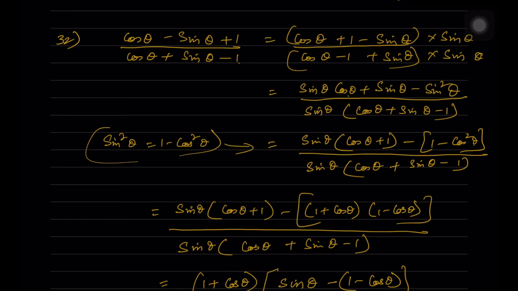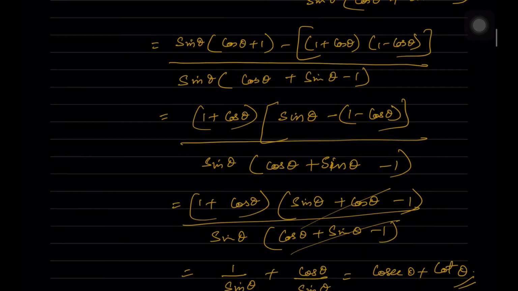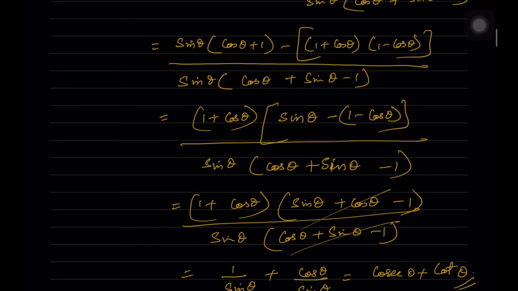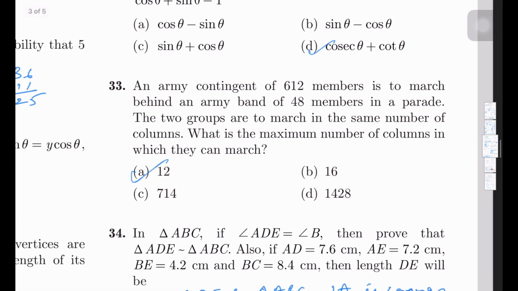So here I am getting sin theta into cos theta plus 1 minus 1 plus cos theta into 1 minus sin theta, a plus b into a minus b. So now the denominator as it is I have written. I have taken 1 plus cos theta common. So I get sin theta minus 1 minus cos theta, or I can write this as sin theta plus cos theta minus 1. Isn't it? So therefore when I write this minus, if I take it inside, I am getting this numerator and this denominator both are equal. So I can cancel out. So I am getting 1 by sin theta plus cos theta by sin theta, which is equal to cosecant theta plus cot theta. Cot theta is the answer. That is D is the option.